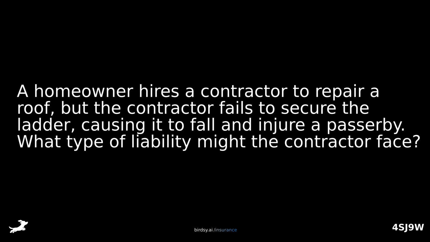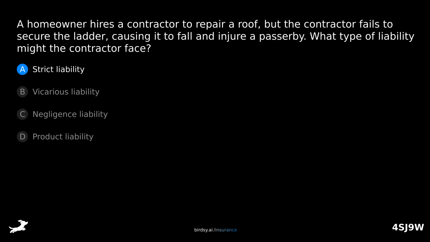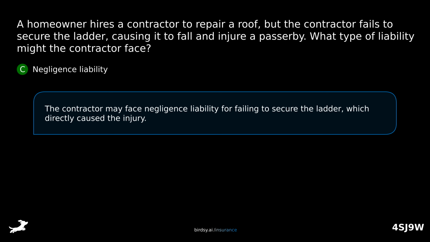A homeowner hires a contractor to repair a roof, but the contractor fails to secure the ladder, causing it to fall and injure a passerby. What type of liability might the contractor face? Is it A, strict liability, B, vicarious liability, C, negligence liability, or D, product liability? The answer is C, negligence liability. The contractor may face negligence liability for failing to secure the ladder, which directly caused the injury.